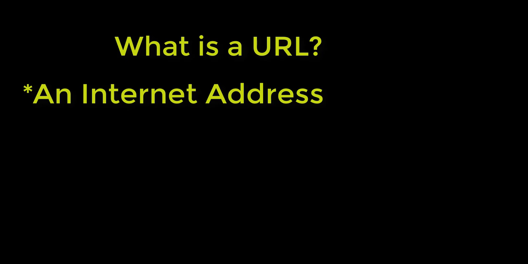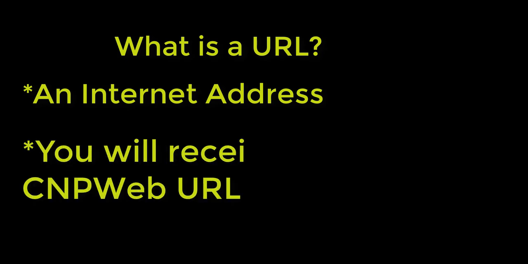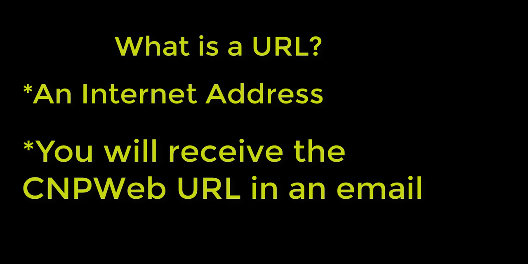The next term we will discuss is URL. A URL is simply an address on the internet. Don't worry about remembering the CNPWeb URL we are about to give you. You will receive this URL and some initial login information in an email from the Maine Department of Education Child Nutrition Agency. The URL for your state's CNP website is me.cnpus.com/me.cnp/login.